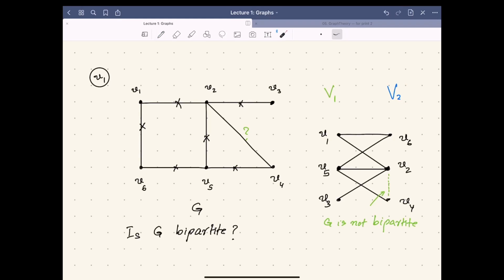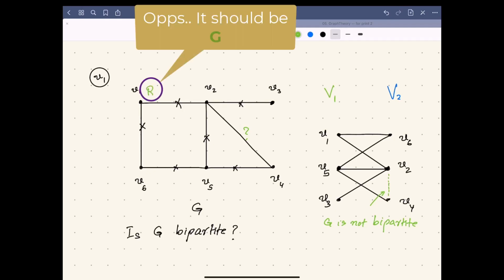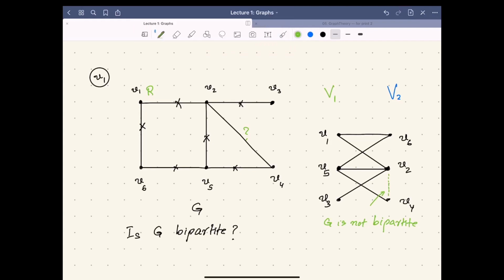There is another way without drawing. We are drawing, but there is another way to do it by using colors. Since it is binary, each vertex should belong to one set. So we will give a green color to one set and a blue color to the other set. So, for example, we will start with V1. V1 we will label as green. And since V1 is labeled green, any other adjacent vertex should be blue. So this should be blue and this should be blue.